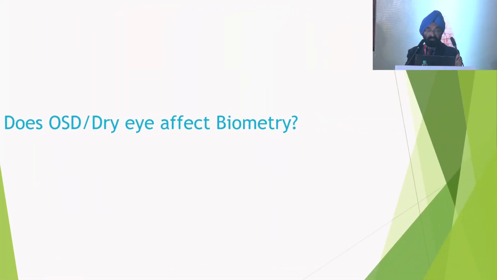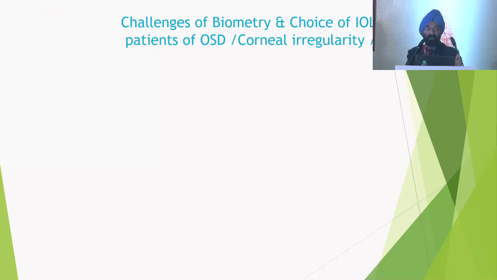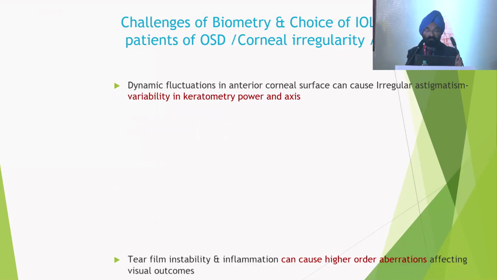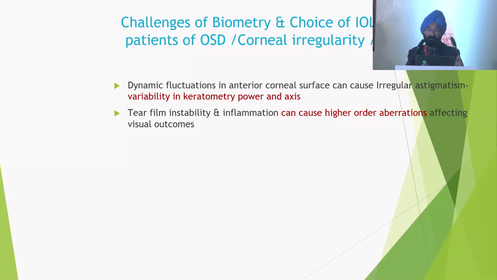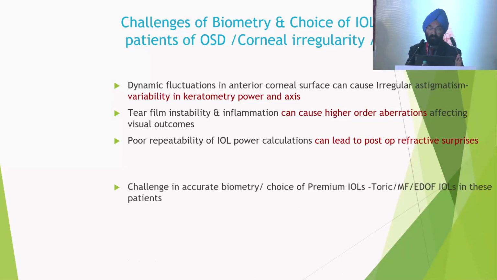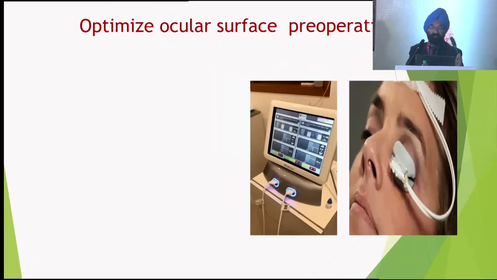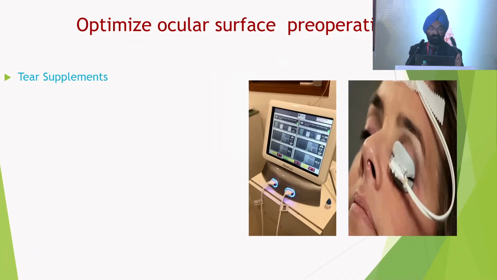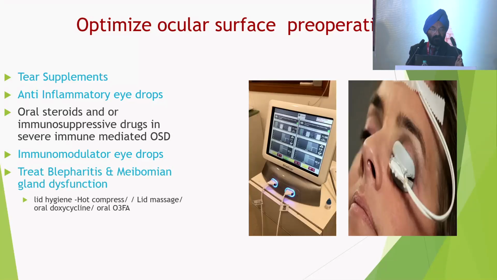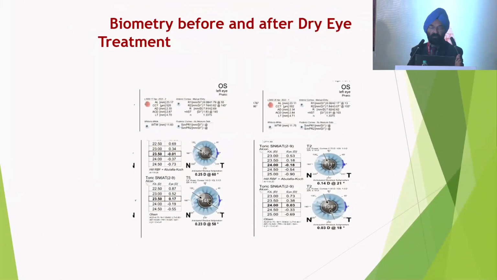Does ocular surface disease or dry eye affect biometry? Yes, it does, because it has been found that dynamic fluctuations in the anterior corneal surface can cause irregular astigmatism. Tear film instability can cause higher order aberrations, and poor repeatability of IOL power calculation can lead to postoperative refractive surprises. So please optimize your ocular surface preoperatively by using tear supplements, anti-inflammatory eye drops, or if required, immunosuppressive drugs like cyclosporin, and treat blepharitis and meibomian gland dysfunction by the appropriate treatment if it is required.